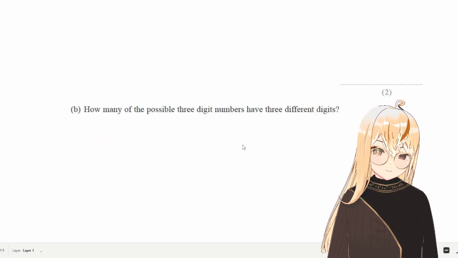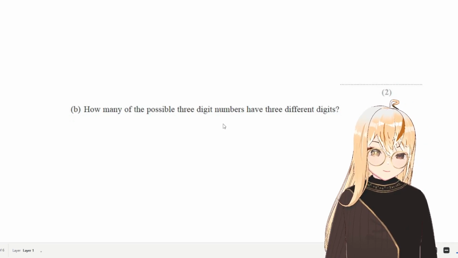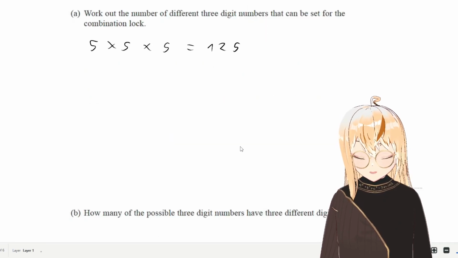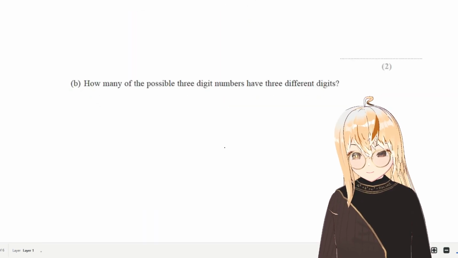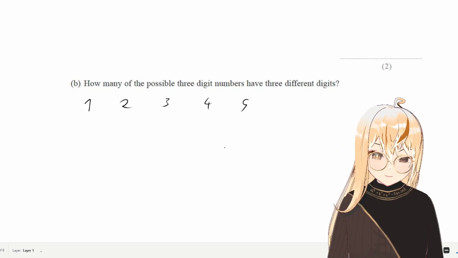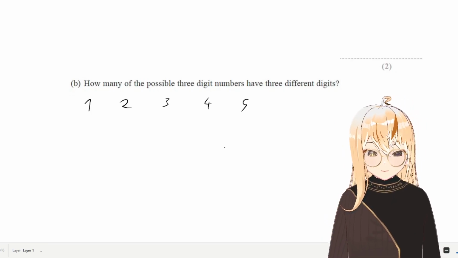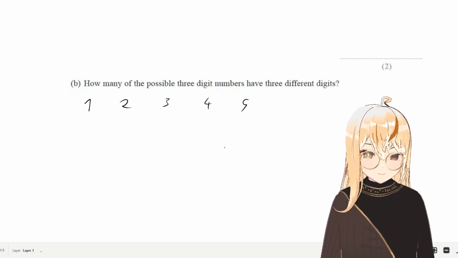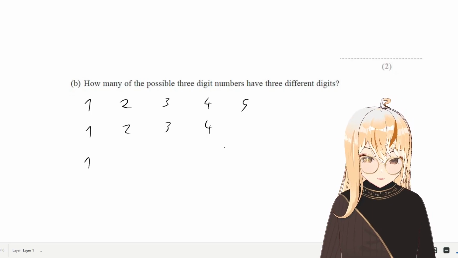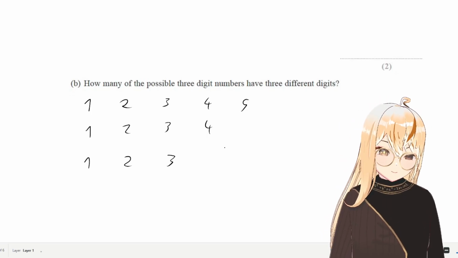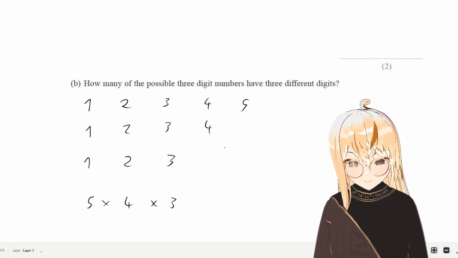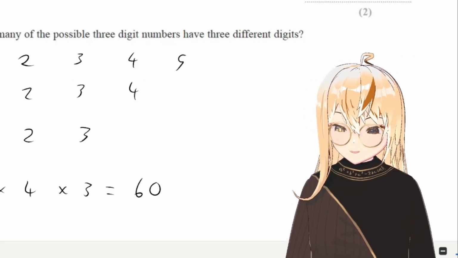Now the next question asks, how many of the possible 3-digit numbers have 3 different digits? And now this is where we use our -1 strategy, because in the first number there's 5 possible numbers, 1, 2, 3, 4, and 5. But in the next one, we want to have a different digit. So we can just remove one of them, let's say 5. So we got 1, 2, 3, and 4. And then the last one, we'll remove 1 again. So you'll see that we have 5 options, then 4 options, and then 3 options. So all you do is 5 times 4 times 3, which is equal to 60. Easy, easy.